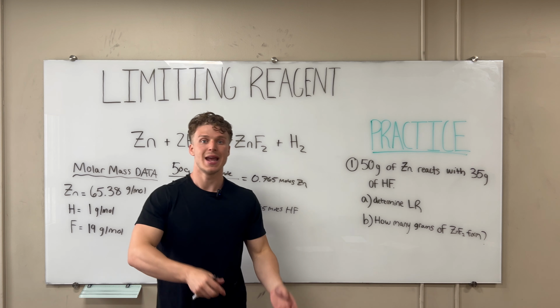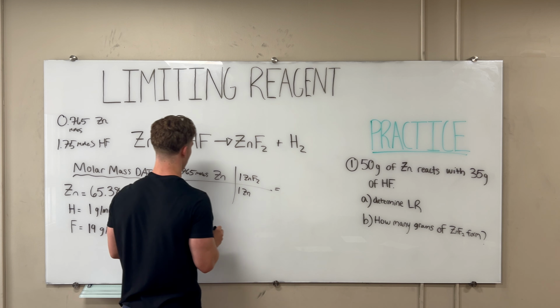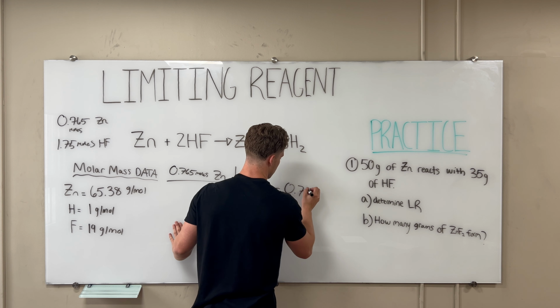So let's assume zinc is our limiting reagent, and we're going to make the assumption that HF is our limiting reagent next. But let's assume this is our limiting reagent right now. So in that case, it would be 0.765 moles of zinc. There is one zinc. We're using stoichiometry here. Make sure to check out my video on stoichiometry if you need a refresher. There's 1 mole of zinc for every 1 ZnF2. This is a 1-to-1 ratio. So this would produce 0.765 moles of ZnF2.